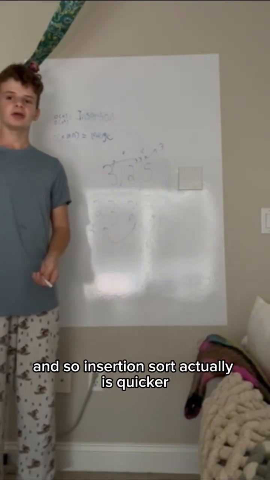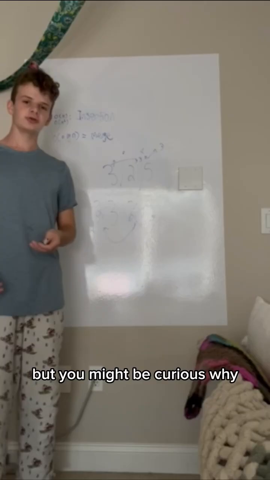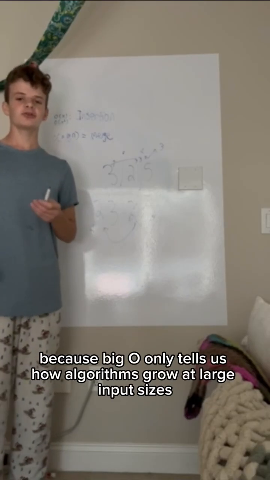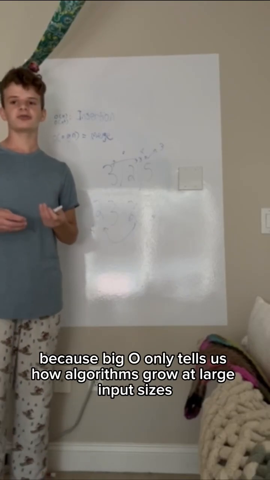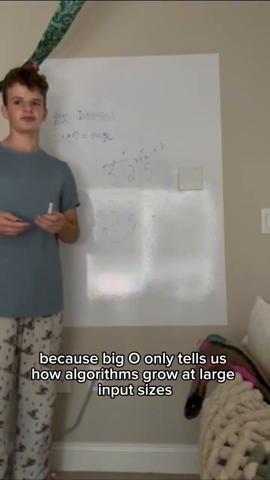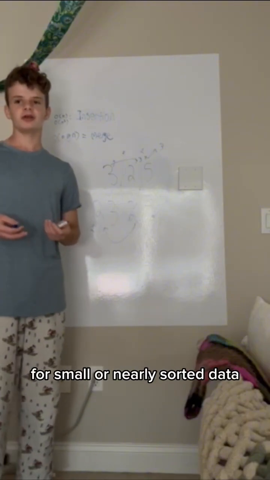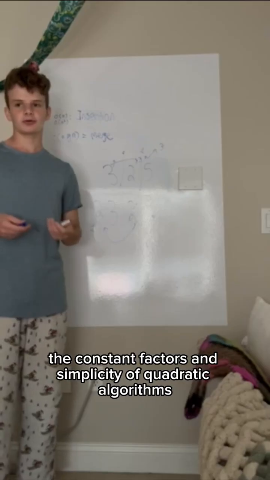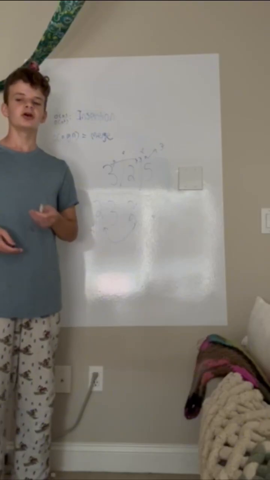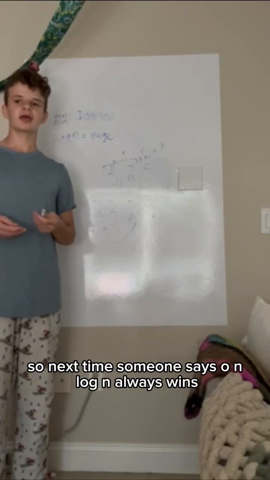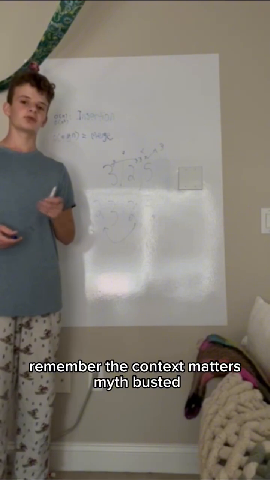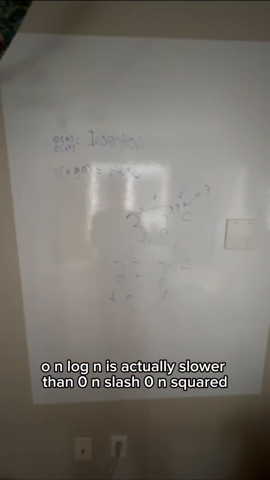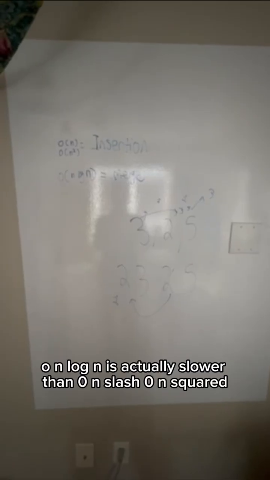And so insertion sort actually is quicker, but you might be curious, why? Because big O only tells us how algorithms grow at large input sizes. For small or nearly sorted data, the constant factors and simplicity of quadratic algorithms can make them the better choice. So next time someone says O(n log n) always wins, remember, the context matters. Myth busted. O(n log n) is actually slower than O(n) and O(n squared) here.